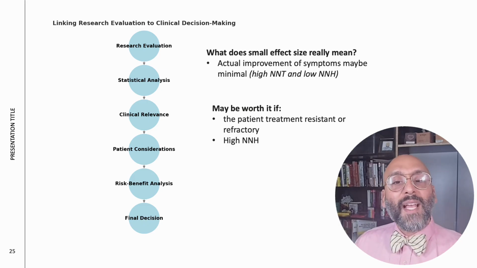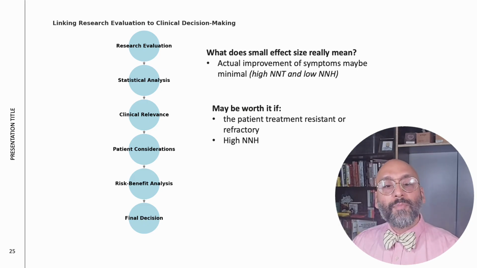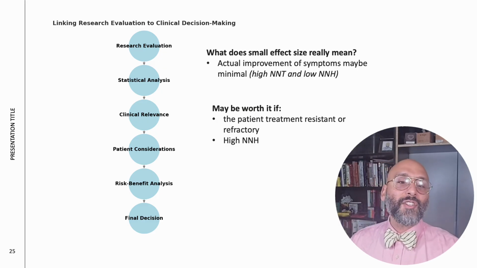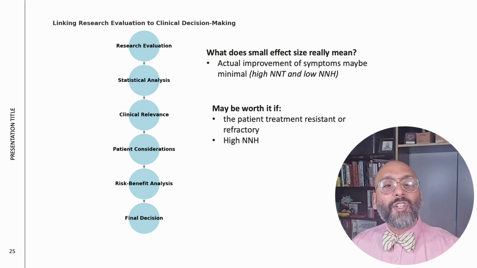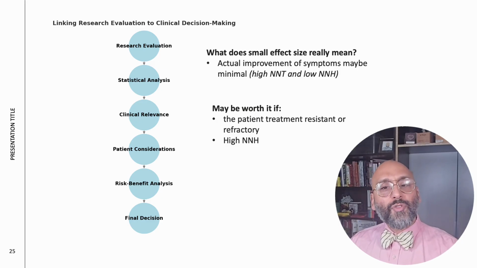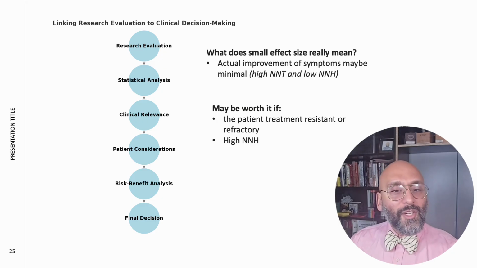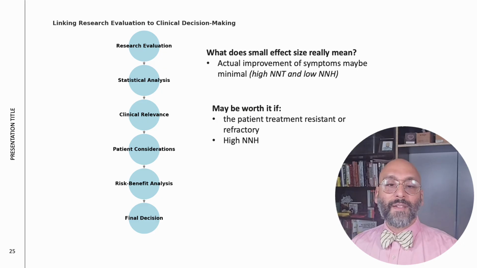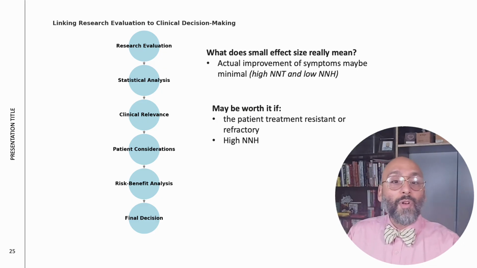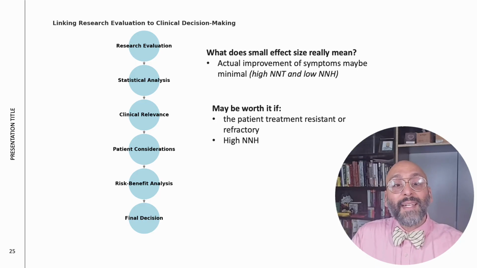A small effect size usually means that the average symptom improvement is modest. In practical terms, this often translates to a high number needed to treat, so many patients may be treated for one to meaningfully benefit. Number needed to treat is how many patients need to be treated for one patient to meaningfully benefit. And that's where people get tripped up. A small effect size does not mean never prescribe. It just means be selective.